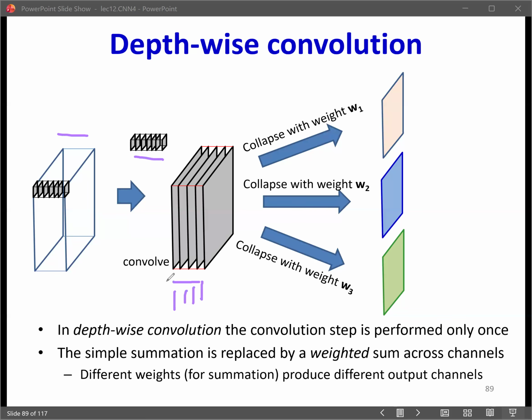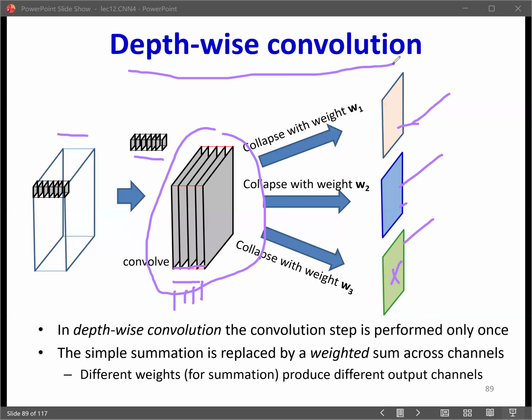In your traditional convolution, you just collapse these and you get one output, right? Here, instead of collapsing them and getting one output, I do a weighted sum of these. By changing the weights with which these are added, I get different output channels. That makes sense to everybody? And so, with just one set of convolutions, I got multiple output channels. This was what was called a depth-wise convolution.